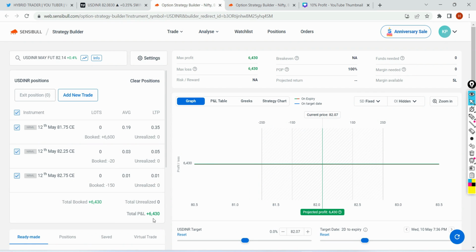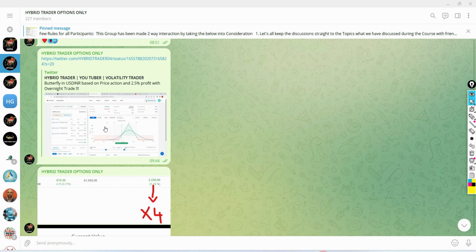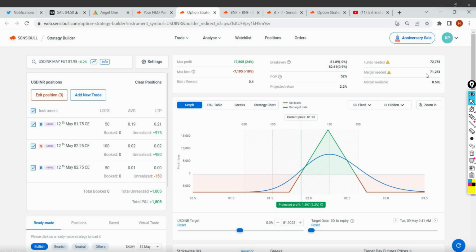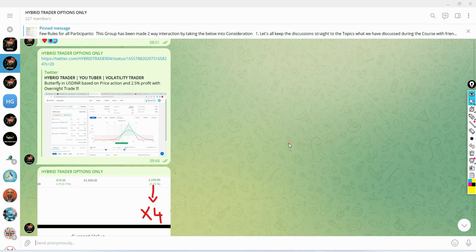Alright guys, so this is the real trade: 6,430 on a capital of almost 71,000. Today morning, at 9:44, this was giving me a profit of 1,800. But almost at 1 or 2 o'clock, I'm not sure exactly when. Let me show you even that.